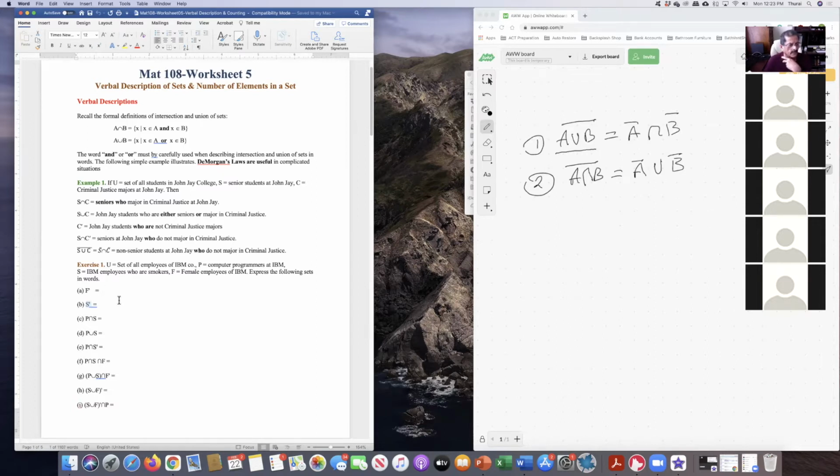Okay. S represents smokers at IBM. So S prime will be?